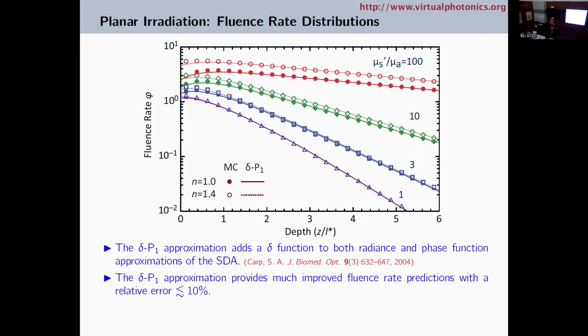So what, Scott, you're saying is when you first do the standard diffusion approximation, you would get negative reflectances with SDA, but once you put in the delta P1, you actually get reasonable estimates for reflectance. So this small change, the equation is no more complicated, you're just using slightly different optical coefficients, you can get a very dramatic improvement in your predictions.